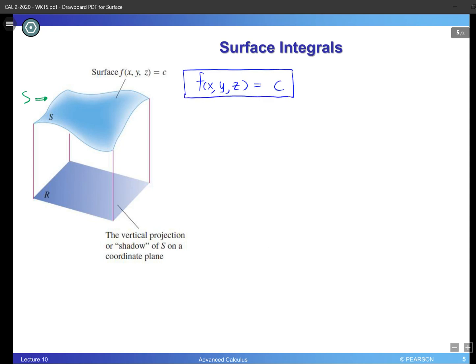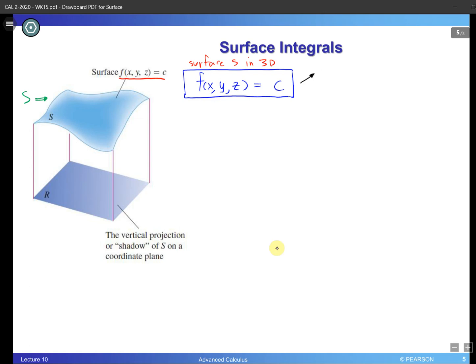So let's make a note right here. This one is for surface S in 3D. And it's the same as this one right here. Function of x, y, z equal to constant value c. Now that we have the equation, we can perform the integration on it. And today we have two versions of the integrals that we are going to learn. So let's start with the first one.